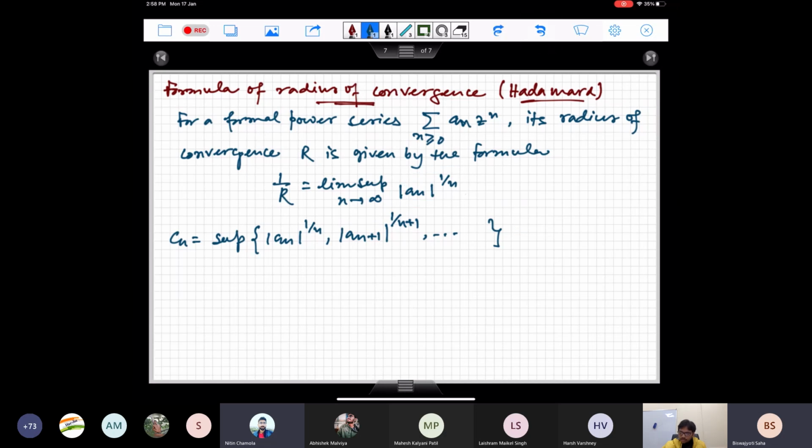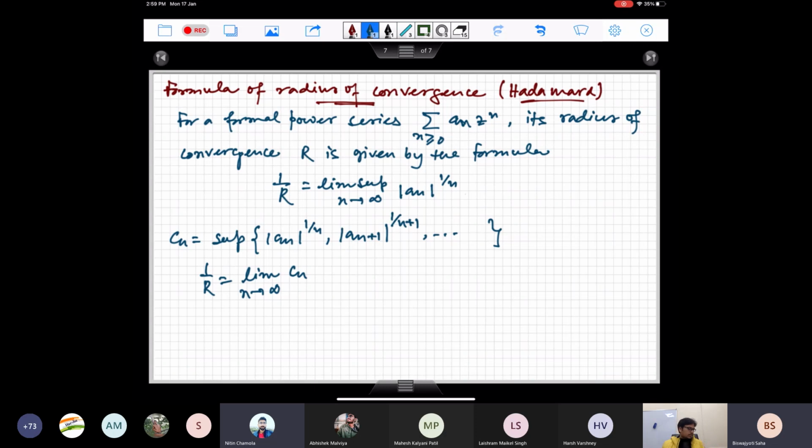But if the sequence is bounded, then you can see that Cn is going to be a non-increasing sequence. And since your actual sequence is bounded, the limit of Cn, since it's non-increasing and bounded, will exist, and therefore you will get a definite limit, and that is what it's going to be, our 1 over r. So 1 over r is the limit of Cn. It's one and the same.